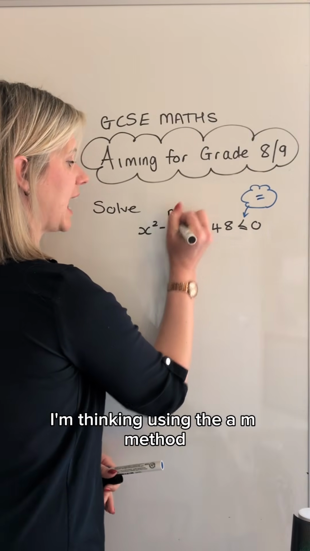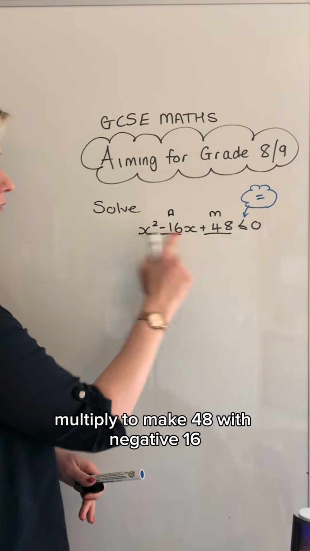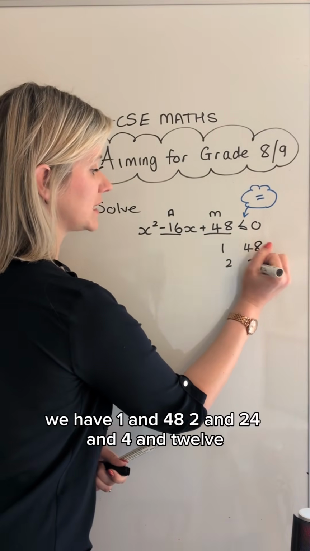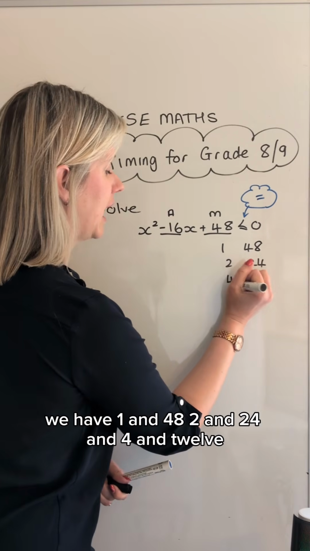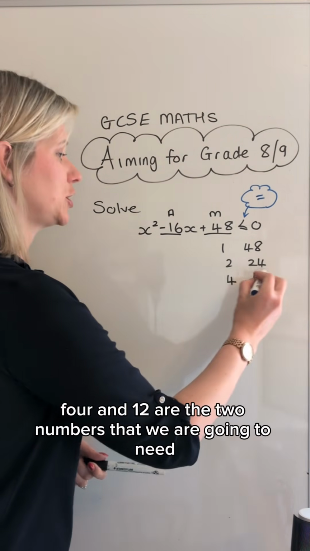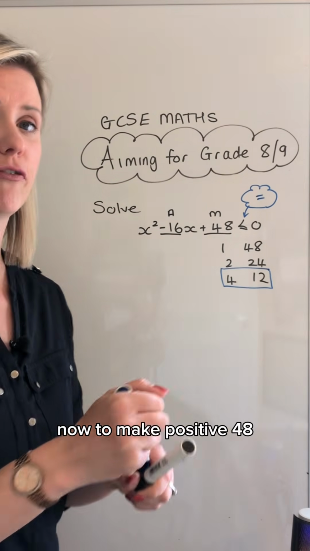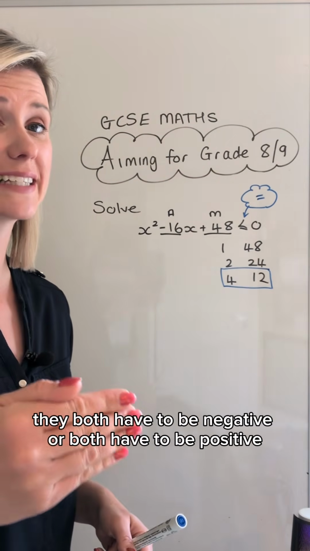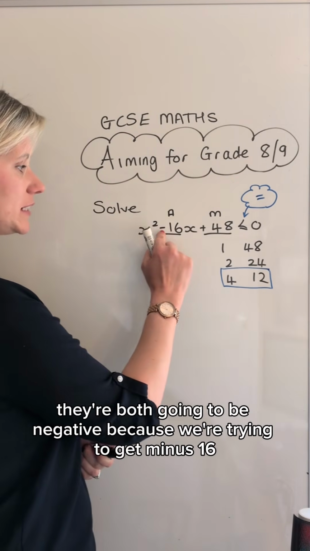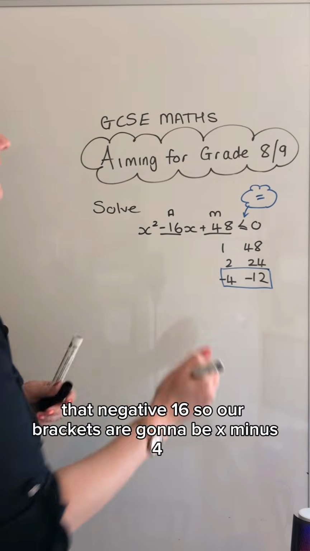I'm thinking using the AM method, 2 numbers that add to make negative 16, multiply to make 48. We have 1 and 48, 2 and 24, and 4 and 12. And I'm already seeing 4 and 12 are the 2 numbers that we are going to need. Now, to make positive 48, they both have to be negative or both have to be positive. In this instance, they're both going to be negative because we're trying to get negative 16.